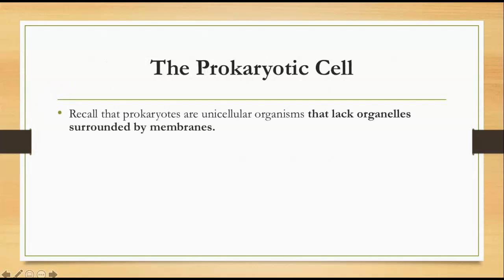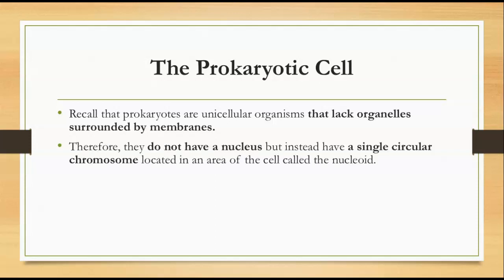What I want you to remember is that prokaryotes are unicellular organisms that, of course, lack organelles surrounded by membranes. So they're not going to have a nucleus, they're not going to have mitochondria, but instead of a nucleus, they will have one single circular chromosome located in the area of the cell called the nucleoid. So it's where the genetic material is. It's a small circle, but it won't have its own nuclear membrane like a nucleus will.